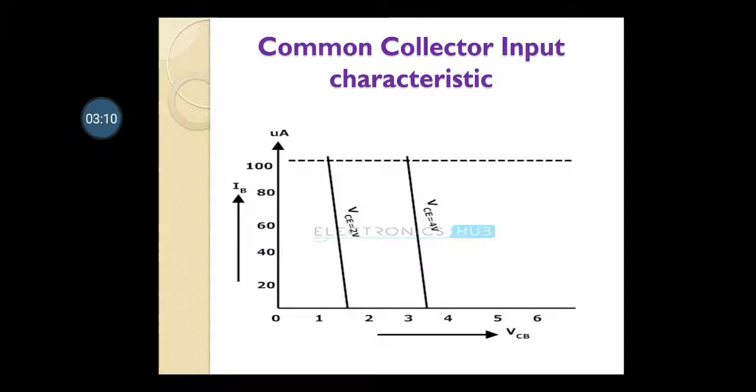Here you can see the input characteristic of common collector configuration, keeping the output voltage VCE constant. If you keep VCE at 2 volt constant and go on changing the input voltage VCB, the current will go on increasing, as you can see here. Again if you give VCE equal to 4 volt, then the base current increases as also shown here. That is the most important input characteristic of common collector configuration using BJT.